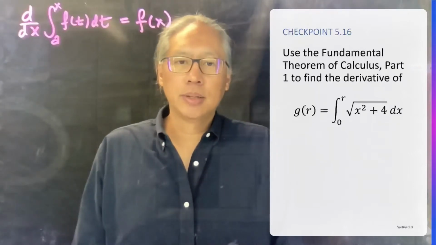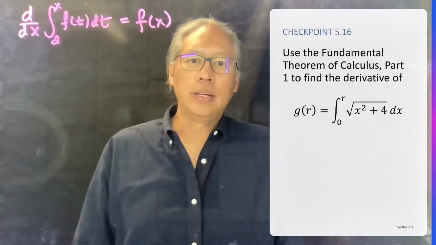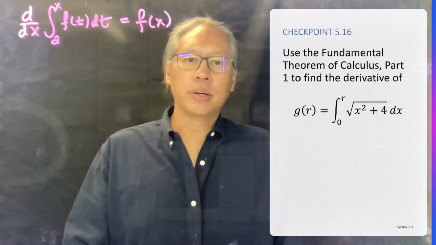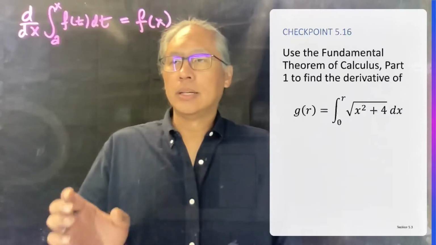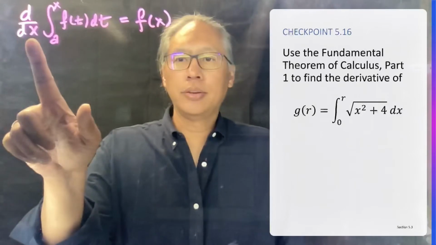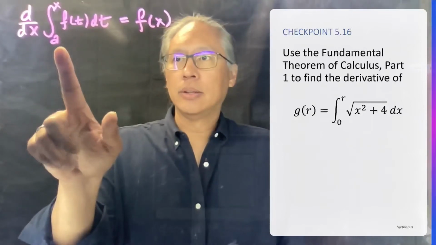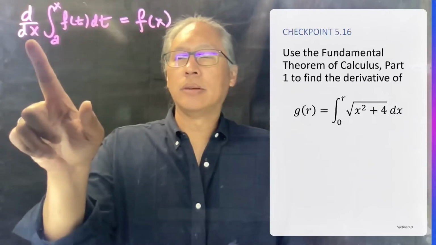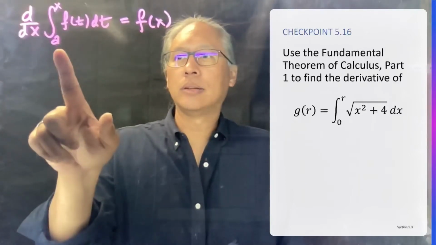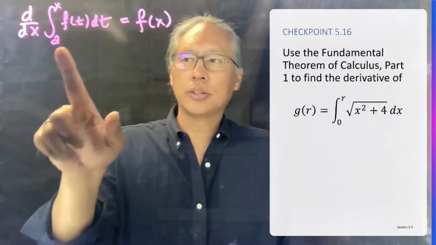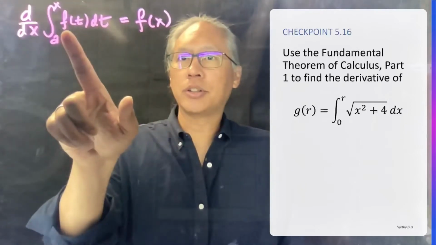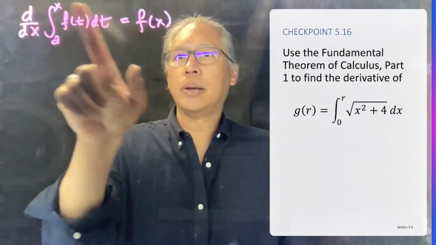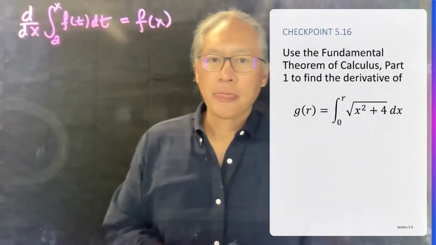So the idea behind the fundamental theorem of calculus part 1 says that the derivative with respect to x of an integral of a function from a to x is going to be the original function f evaluated at the top limit.